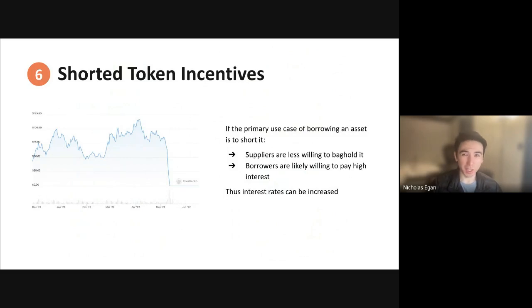The sixth heuristic is around shorted token incentives. If the primary use case of borrowing an asset is to short it, then suppliers are less willing to bag hold it and supply it because its price is expected to fall. And borrowers are likely willing to pay higher interest for it in order to pursue these shorting strategies. Therefore, interest rates all around can be increased through an increase in slope 1 for these kinds of shorted assets.